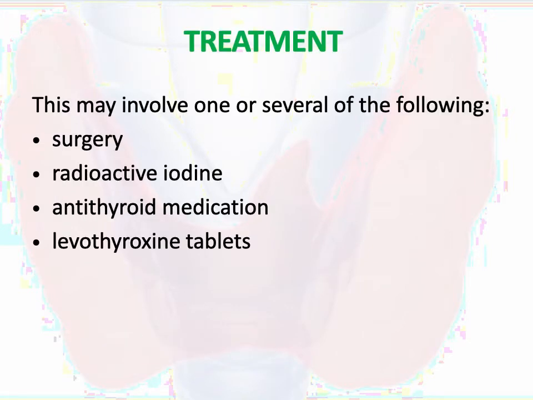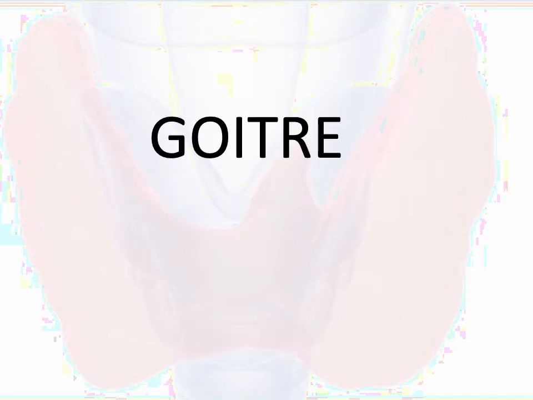Treatment may involve one or several of the following. Either there may be surgery, in some cases you have to give them radioactive iodine, or antithyroid medications, or levothyroxine tablets, right? So these are the different ways how we treat thyroid patients.